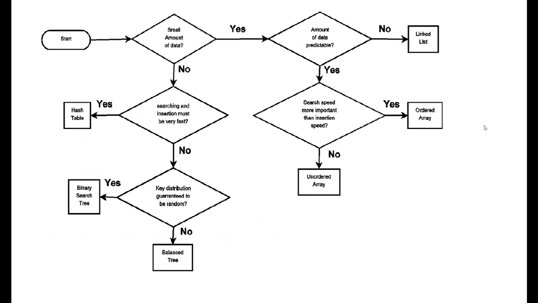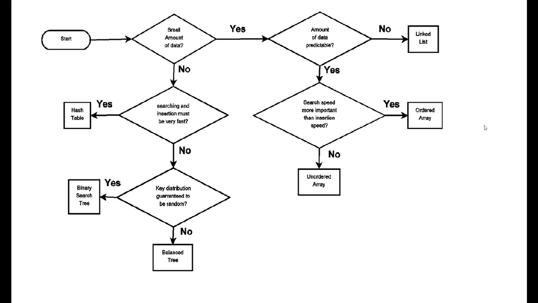So this is LaFour's flow chart, and it's in chapter 15 if you want to see it there. This is how LaFour goes about the task of deciding what to use. It starts up in the upper left-hand corner. He says, do you have a small amount of data? If the answer is yes, we ask, is the amount of data predictable? And if that's yes, we can ask whether the search speed is more important than the insertion speed.